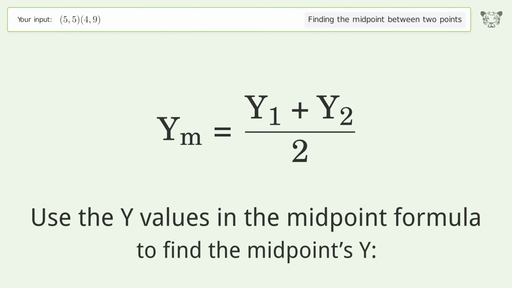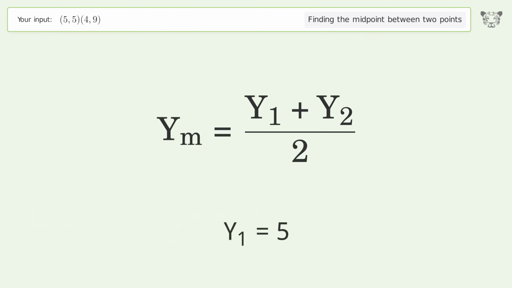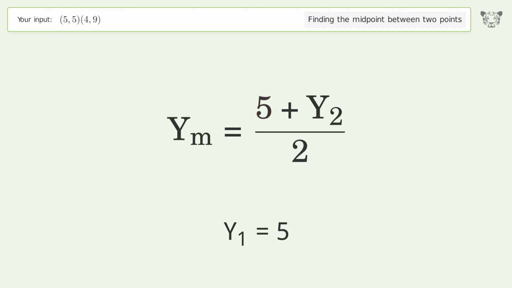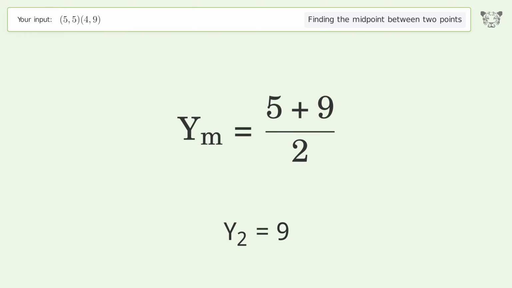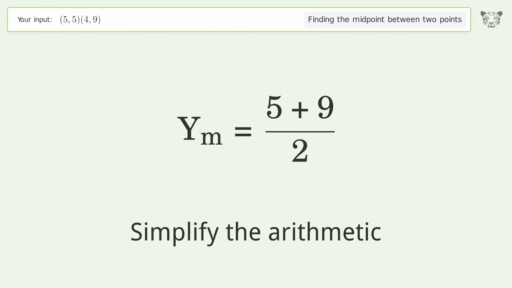Use the y values in the midpoint formula to find the midpoint's y. y1 equals 5. y2 equals 9. Simplify the arithmetic.